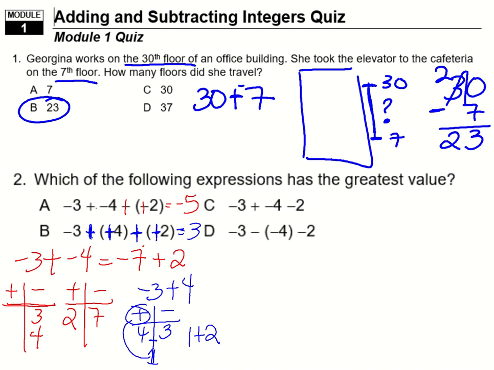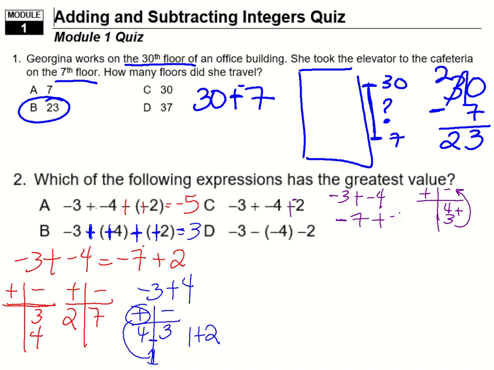So keep, because this is addition, I'm not going to do anything, but you can see here this is subtraction, so I'm going to go keep, change, change. So I have -3 plus -4. If I use that T-chart, I put 4 and 3 on the same side because they're both negative. So I'm going to add them when they're on the same side, and that's how I get 7, but it's negative because they're both on the negative side.